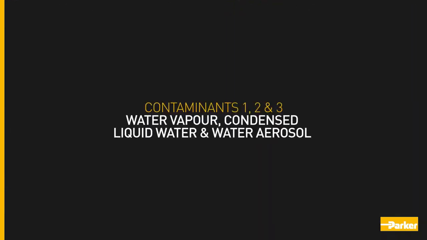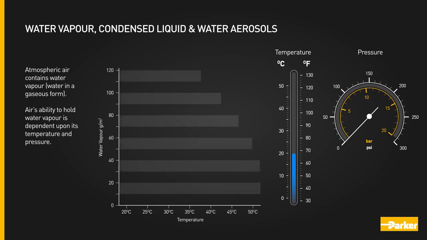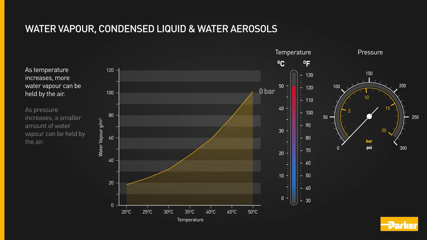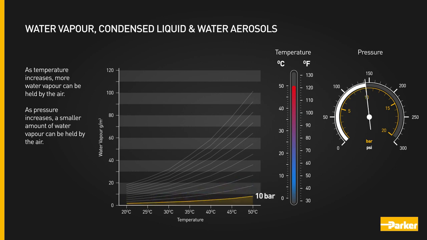Contaminants 1, 2 and 3, water vapour, condensed liquid water and water aerosol. Atmospheric air contains water vapour, water in a gaseous form. Air's ability to hold water vapour is dependent upon its temperature and pressure. As temperature increases, more water vapour can be held by the air. As pressure increases, a smaller amount of water vapour can be held by the air.